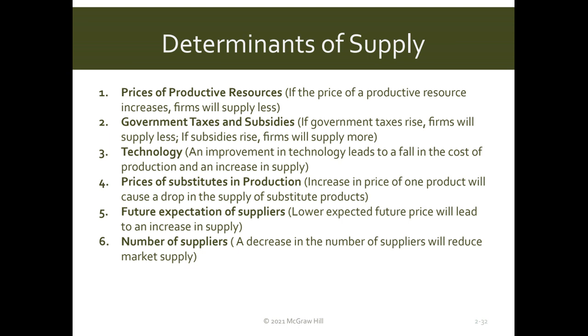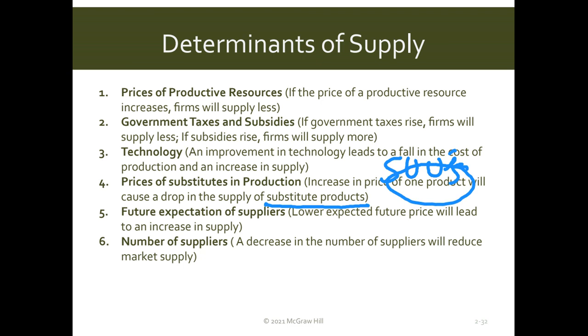So for prices of substitutes in production, an increase in the price of one product will cause a drop in the supply of substitute products. Are you getting my point? Suppose the price of SUVs is increasing, then the supply of sedans, which is a substitute product, will definitely decrease because they are now taking factors of production or resources from the sedan production process, and therefore the supply of sedan vehicles will decrease.